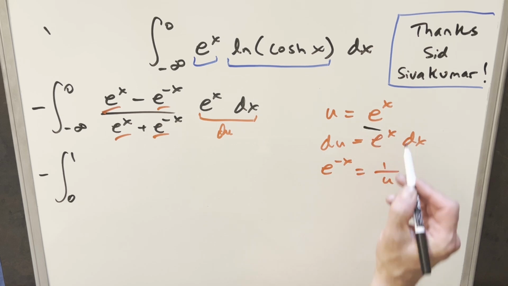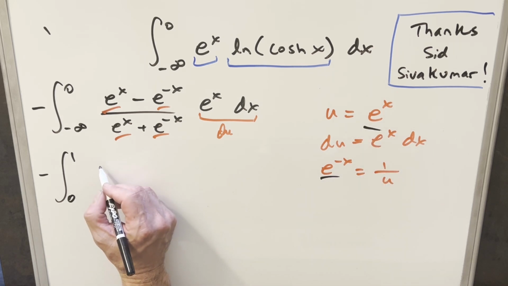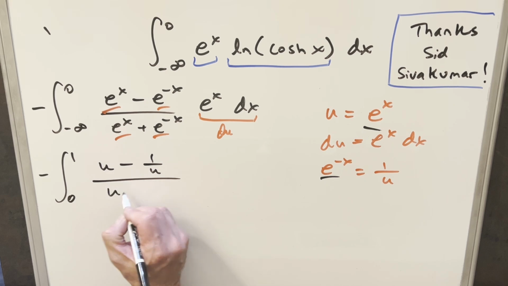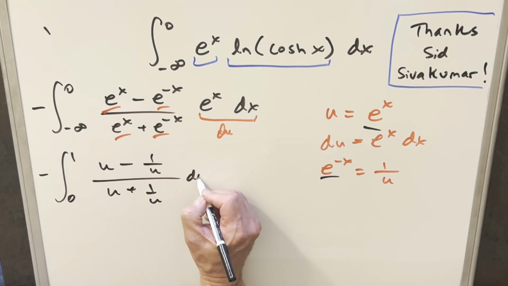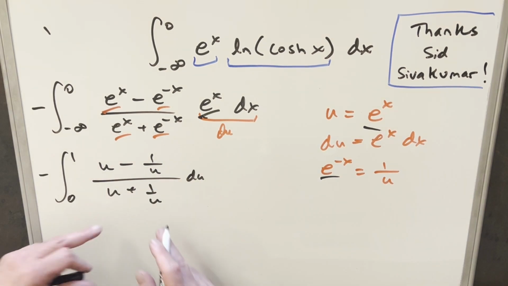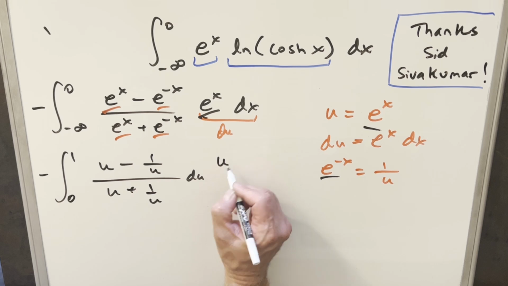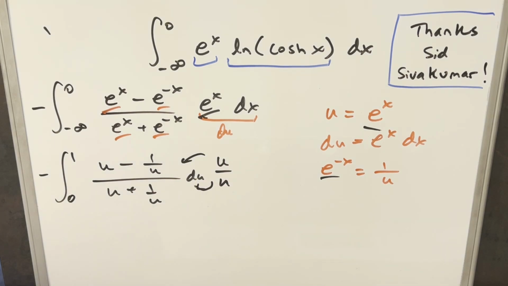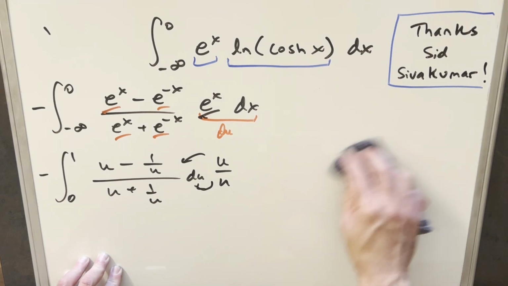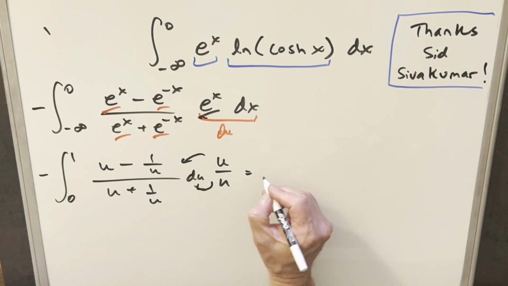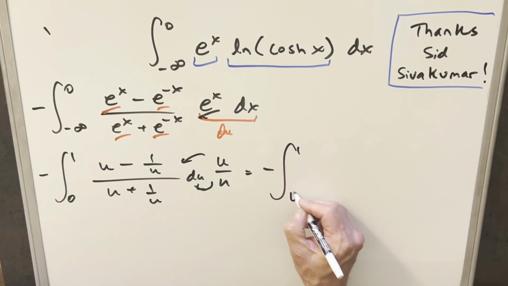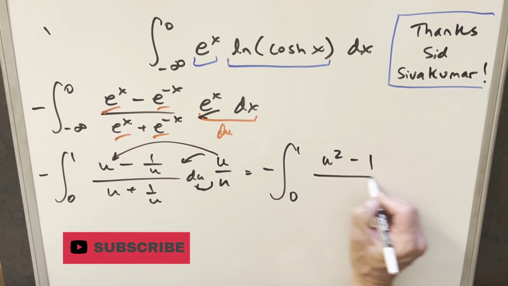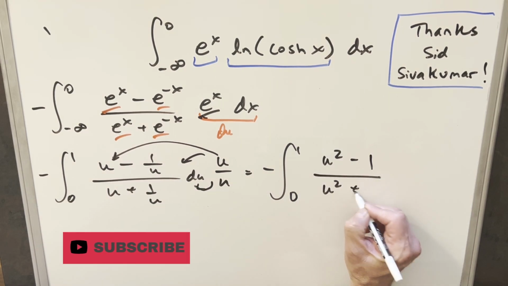Then we have our e to the x value and our e to the minus x value. So this is going to become u minus 1 over u, over u plus 1 over u, du. And then from here, I don't really want these 1 over u, so let's multiply by u over u here. Multiply that in, multiply that in. Let's just expand that out, and let's keep this minus sign. Then distributing in here, this is going to become u squared minus 1 in the numerator, and then this is going to become u squared plus 1.